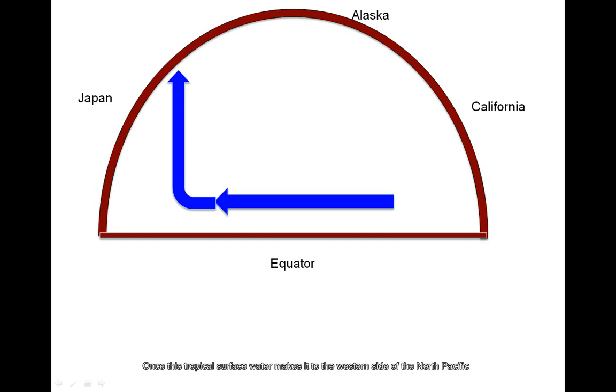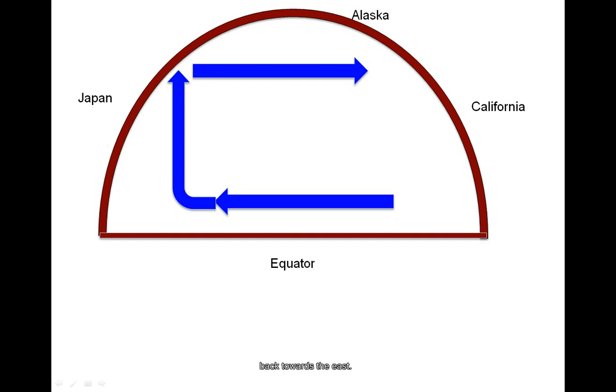Now, once this tropical surface water makes it to the western side of the North Pacific Ocean basin, it runs into the landmass of Asia and must be diverted. And since Coriolis is trying to move the water to the right anyway, it's going to make a right-hand turn at the continent and travel towards the poles along Asia and Japan. Once this water makes it past 30 degrees latitude, it is now in the Ferrel cell and will experience the westerly winds. And this will push the surface water from the west back towards the east or California side.